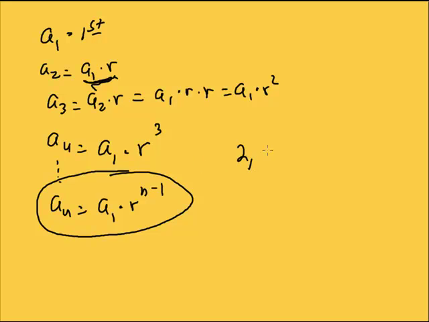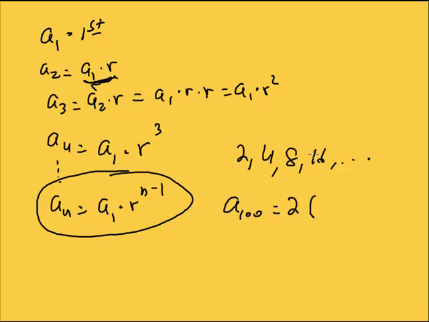So if I have 2, 4, 6, oh, not 6, 8, because I'm multiplying by 2. So if I have 2, 4, 8, 16, so on and so forth, if I want to find the 100th term, I'm just going to plug into the formula, 2 times my ratio.